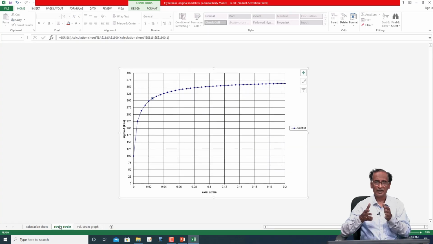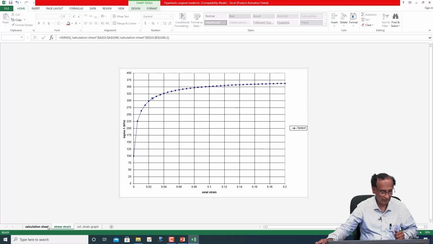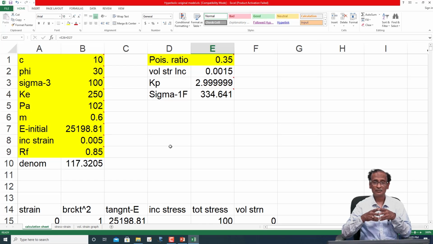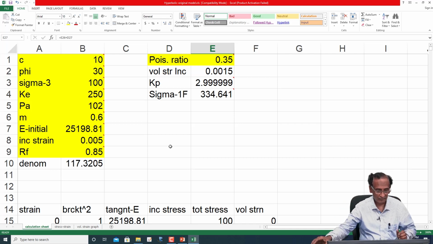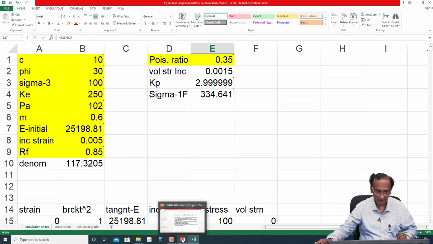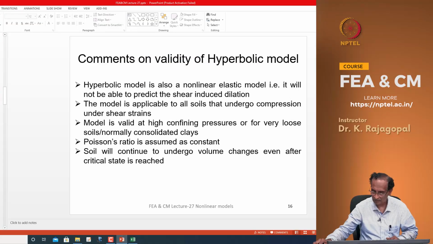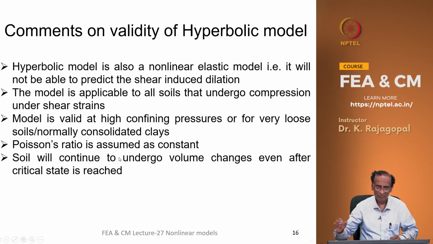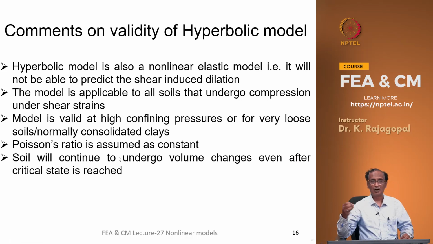So, this original hyperbolic model, the way we have it, is not able to represent the constant volume state after the failure, although it is very good in terms of limiting the yield stresses to some value based on our Mohr-Coulomb limit. This is the major limitation of the original hyperbolic model, and we will see in the next lecture how to incorporate the effect of the tangent Poisson's ratio in our analysis. So that we will do in the next class.